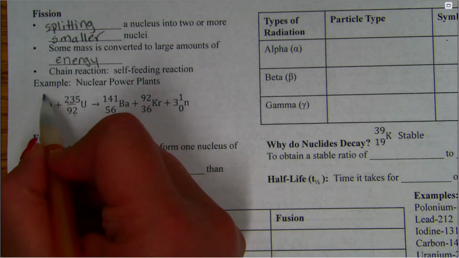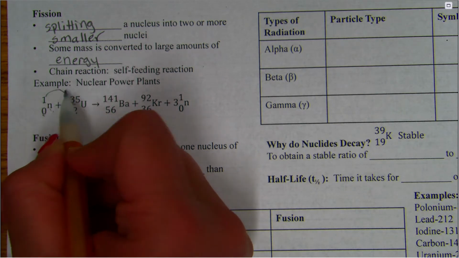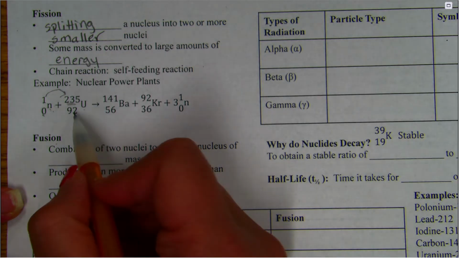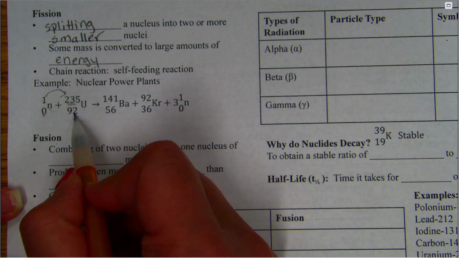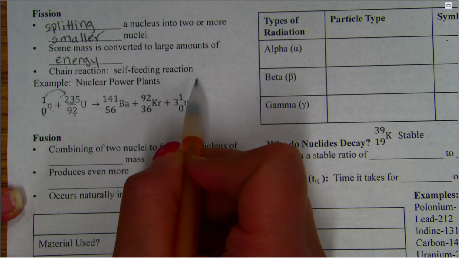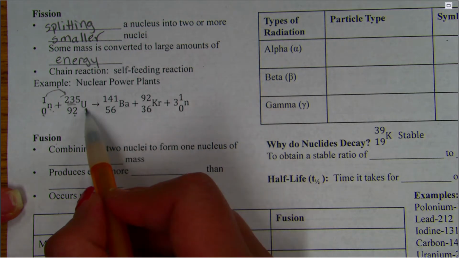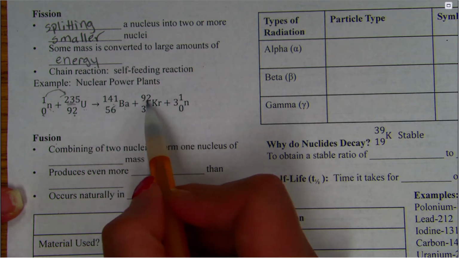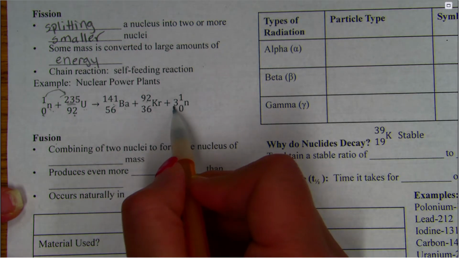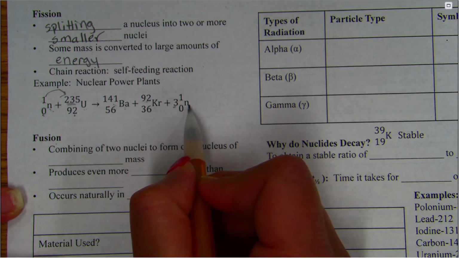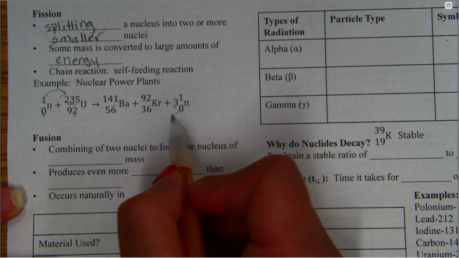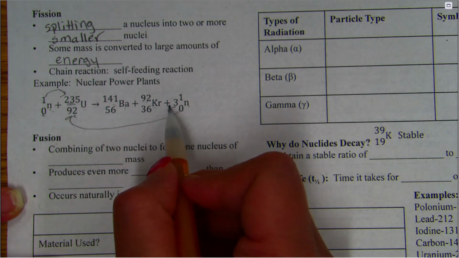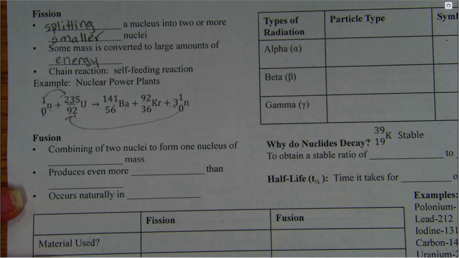So we take this neutron and we hit the uranium-235. When this neutron hits the uranium-235, it's unstable and it creates this self-feeding reaction. It breaks uranium down into barium-141 and krypton-92, and it provides us with 3 new neutrons. These neutrons are then able to come back, hit more uranium to create more products. Energy is being released as a process. All right.